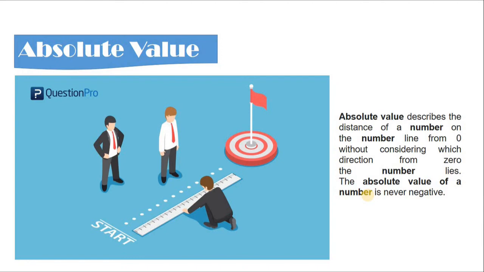So an absolute value describes the distance of a number on the number line from 0, without considering which direction from 0 the number lies, and the absolute value of a number is never negative. Because we're talking about the distance of a number on the number line. So kapag distance sa pinag-uusapan, our answer is always positive.